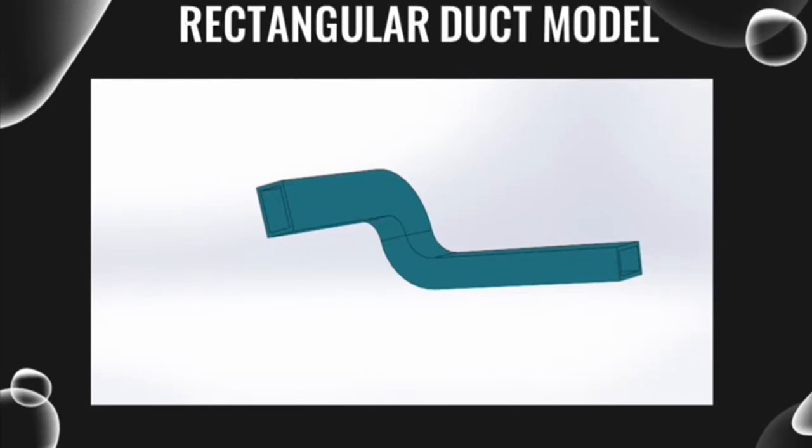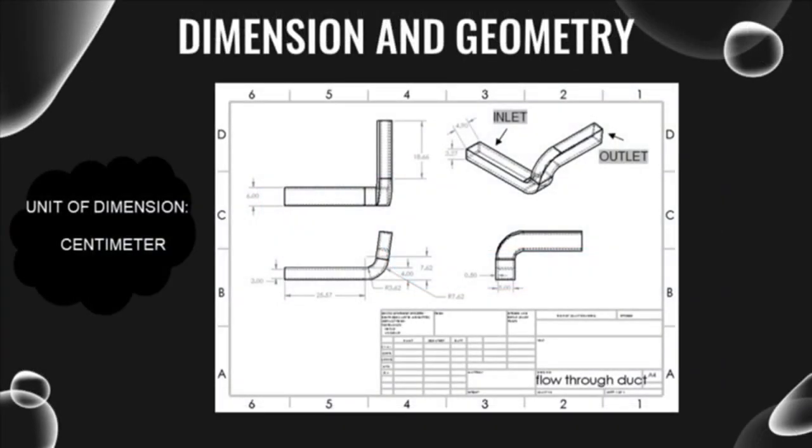Next, we go to the other slide. This is the rectangular duct model from SolidWorks that has been given. From this model, our group will define its dimensions and geometry, and also make some analysis using ANSYS Fluent. The unit we chose to measure this model is centimeter.